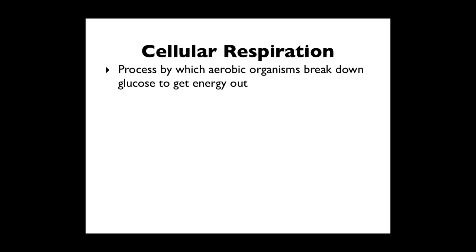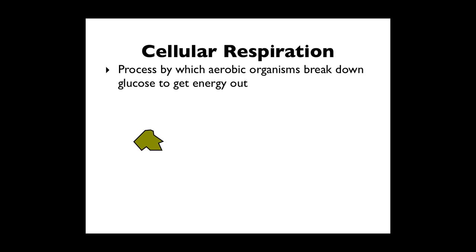Cellular respiration is the name we give to the process by which aerobic organisms, meaning those organisms that can use oxygen, can get energy out of glucose and turn it into ATP. The energy in glucose is not in a form that living things can use directly. It has to be converted into the molecule ATP to be usable by cells. More about ATP later, but think about it this way.